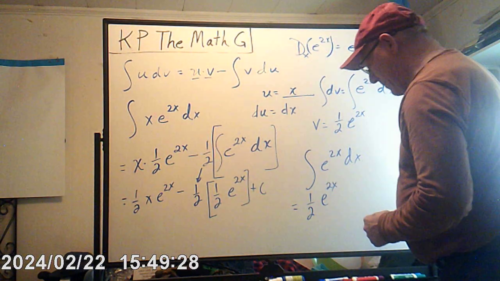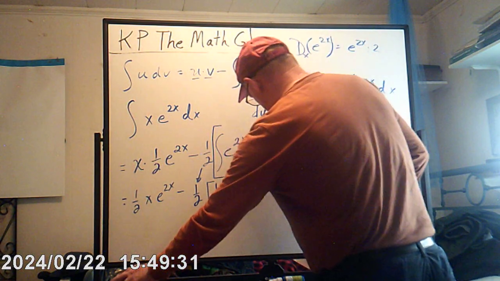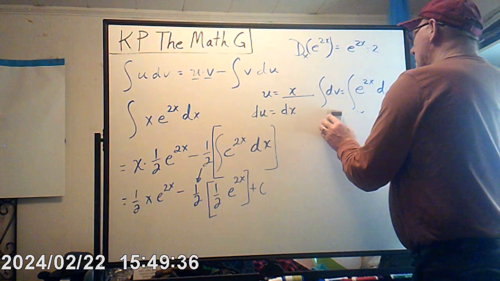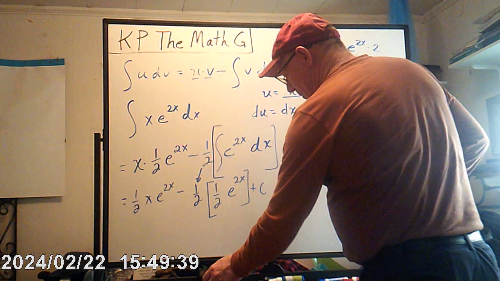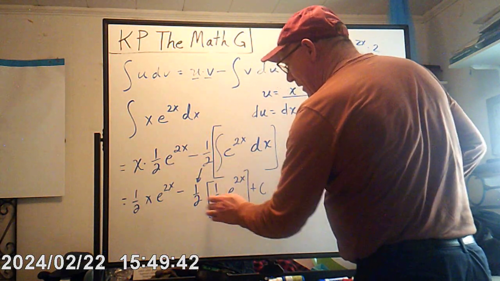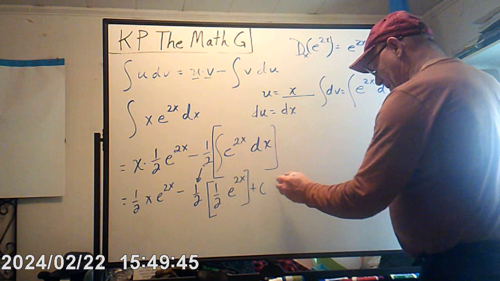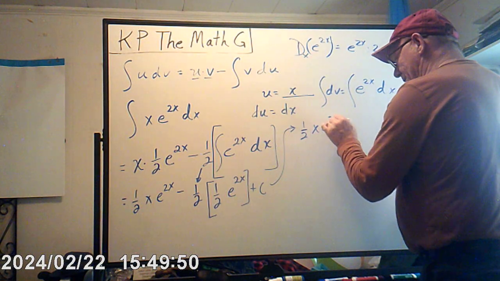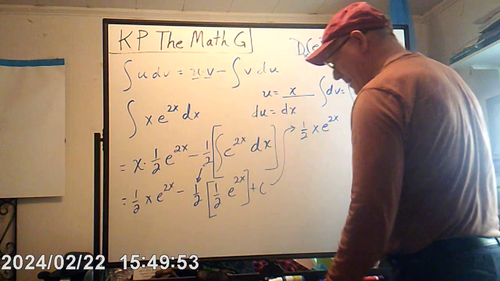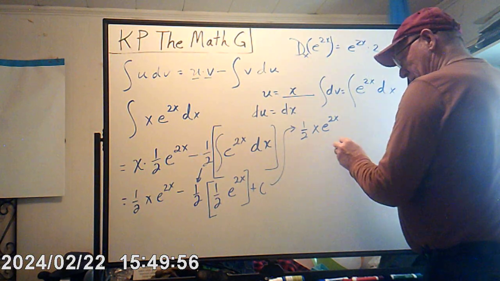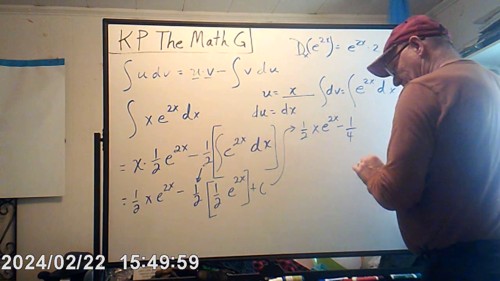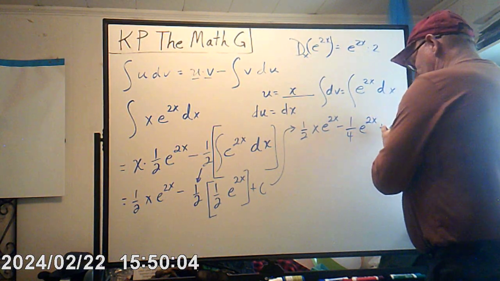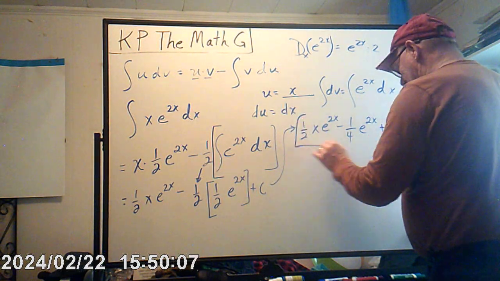And then we can kind of, hold on just a second, let me erase this now. All right, now, what do we have to do next? Well, 1/2 times 1/2 is 1/4, isn't it? So let's rewrite our final answer here: 1/2 x e to the 2x, minus, 1/2 times 1/2 is 1/4, e to the 2x plus c. And that is that.